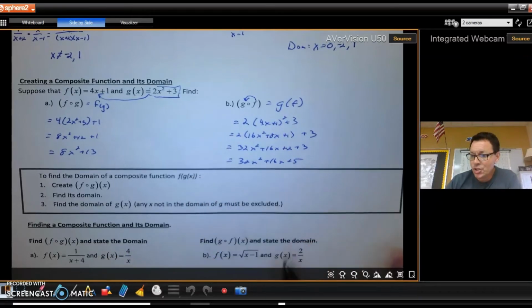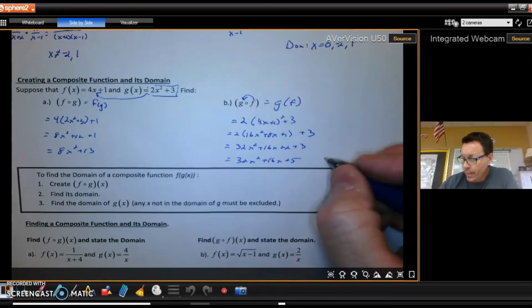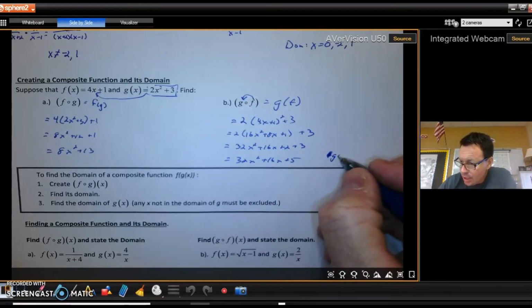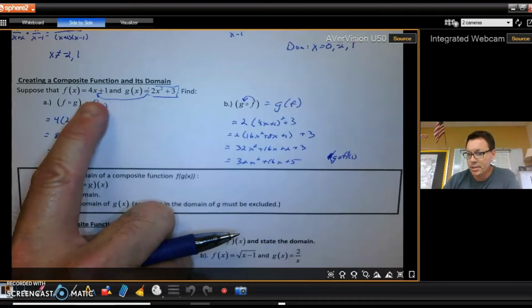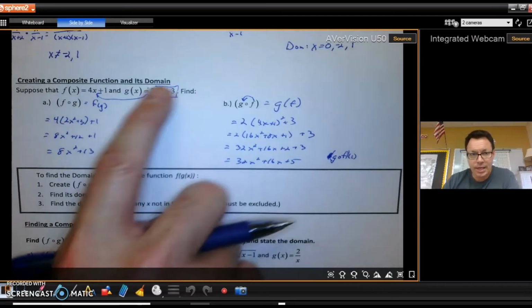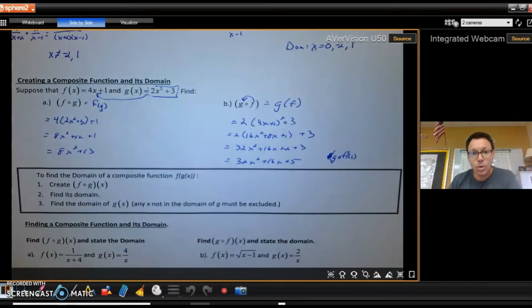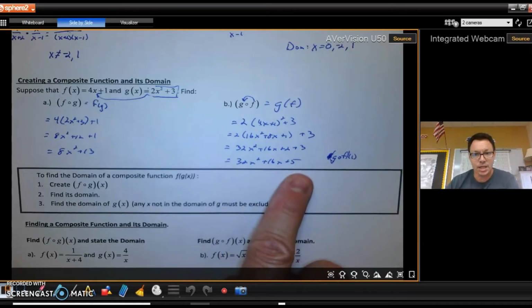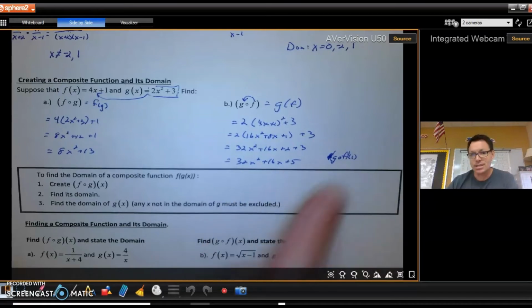Okay, and it does what that composition does. If I asked you, for example, what is g of f of 1, I could plug a 1 into function f, do that math, and then I could plug that answer into function g and do that math, which is what we did last class. Or I could just put a 1 into this function and get 32 plus 16 plus 5 and be done, because this function does that composition for us. Okay, so that's what we've created. But again, we've created a new function.